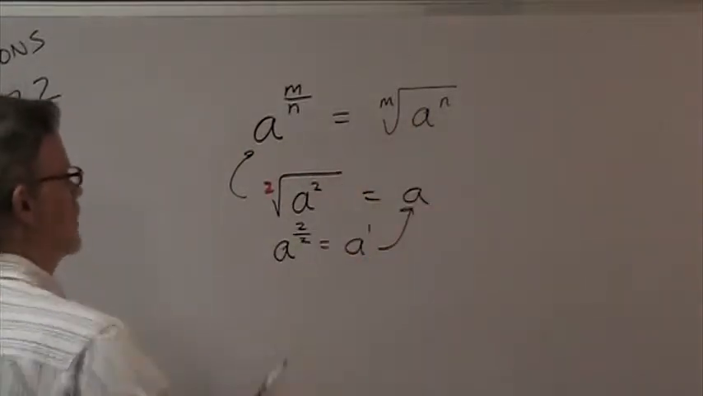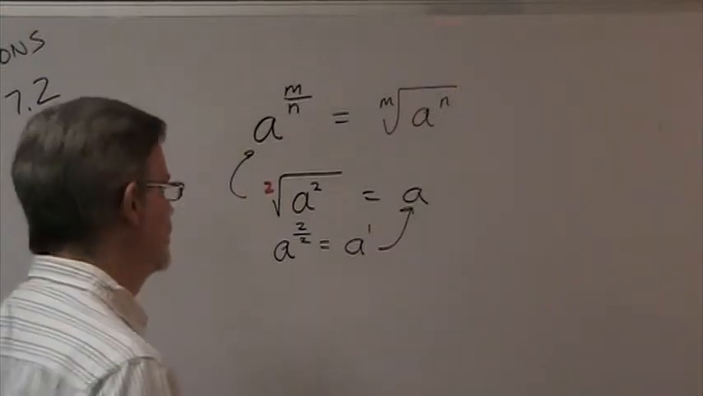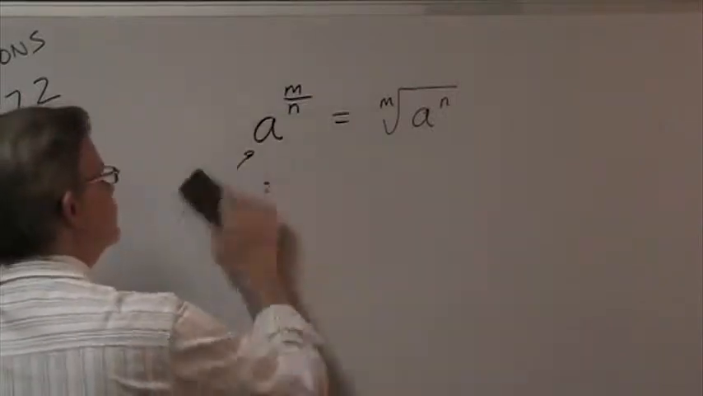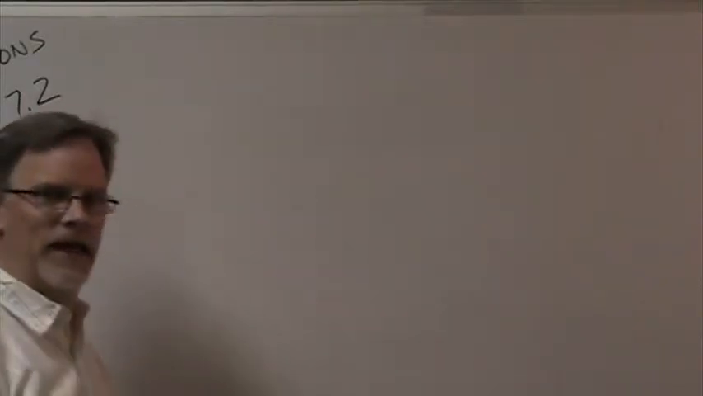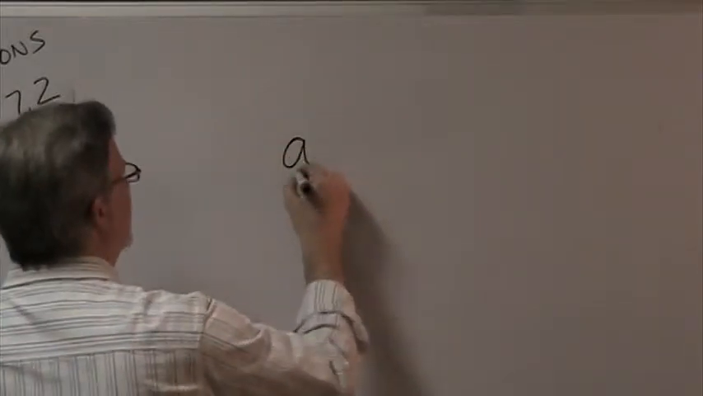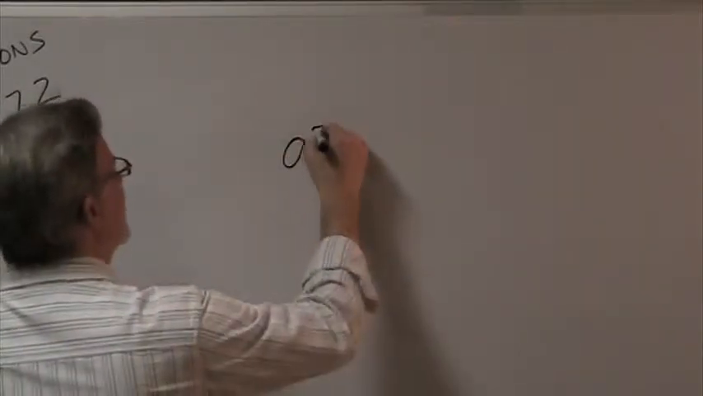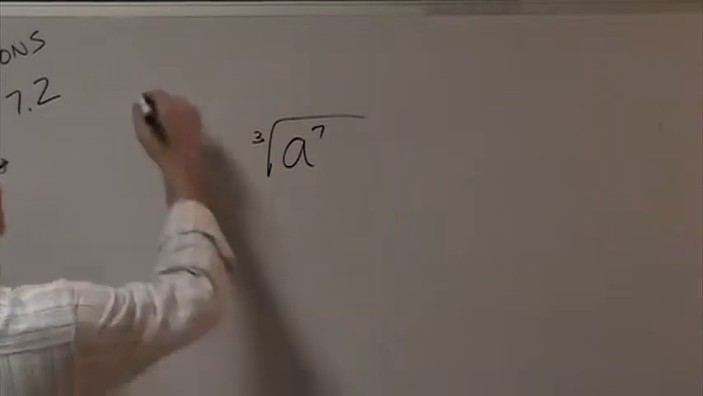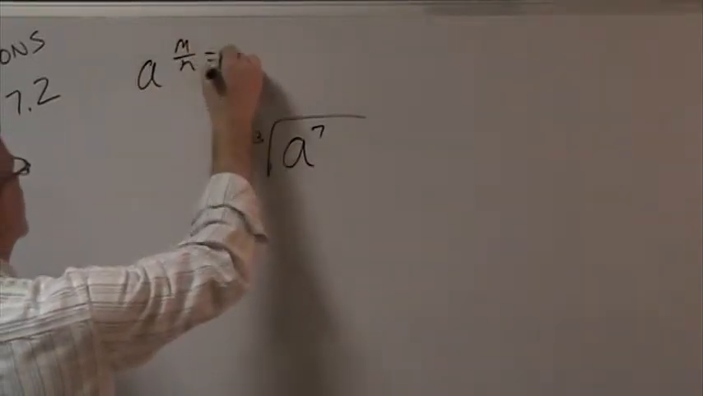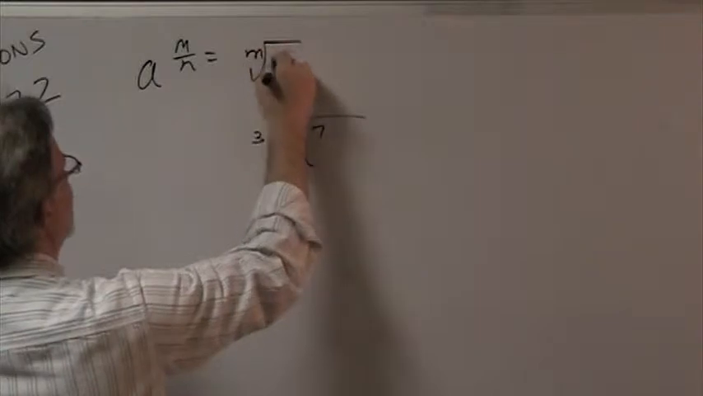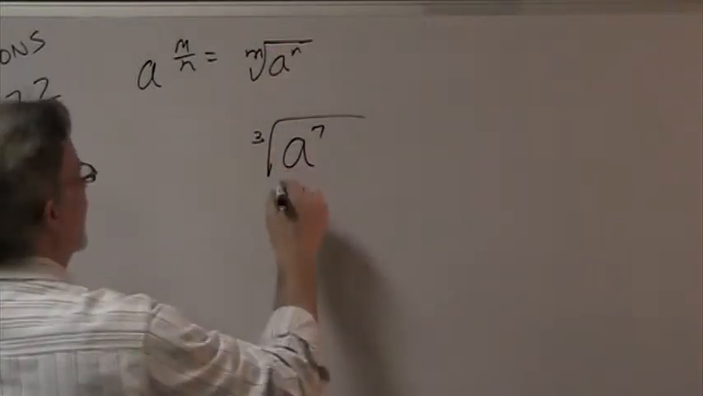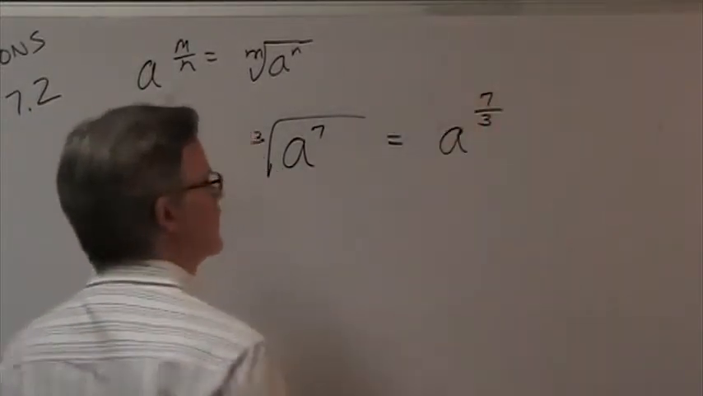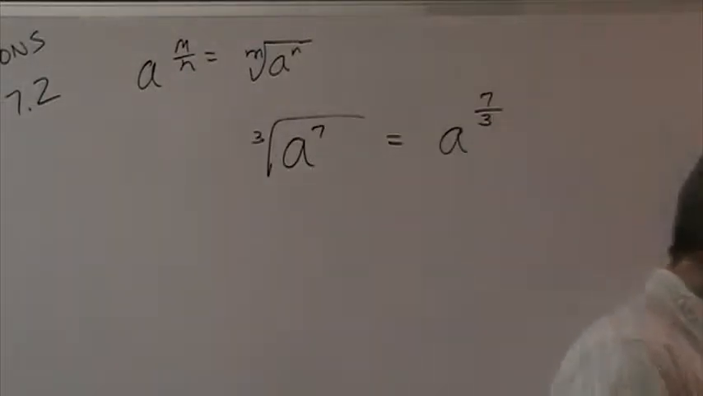So you can see how this works. I hope that this actually allows this to sort of fall in place for you to be able to understand how you can write this in 2 different ways. For instance, let's say that we want to write the cube root of a to the 7th. And we want to write this in this term that a to the m over n is equal to the nth root of a to the m. Right? So if we're going to write that, then this can be rewritten as a to the 7 thirds. Okay, we can write that as a to the 7 thirds.